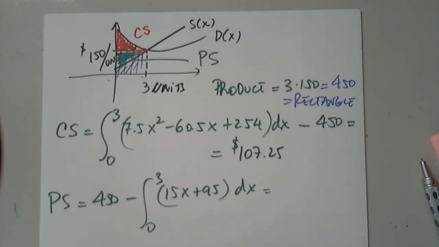And now the other one is 450, which is the same because it's the equilibrium point. It has to be the same with this. Minus the integral from 0 to 3, of course, of 15x plus 95 dx. Okay, so enter, and this will be the producer surplus selling us 3 jumps for a total of 450. Okay, so 97.5.